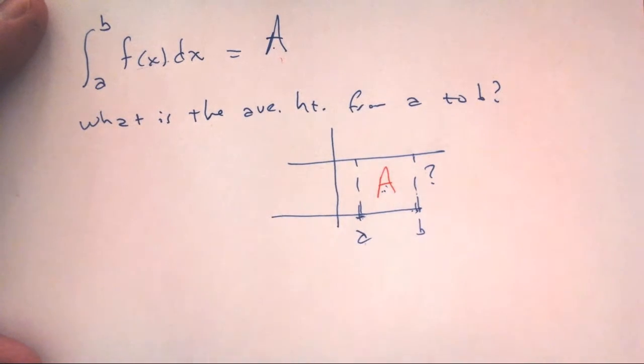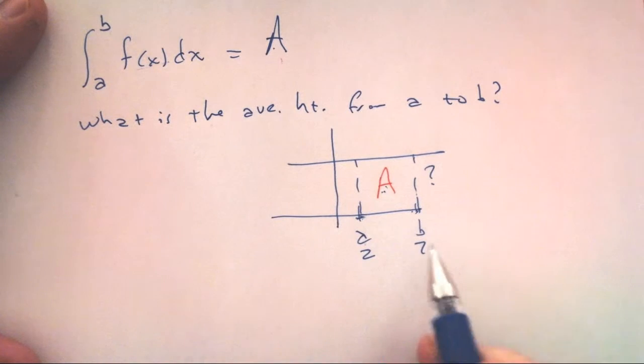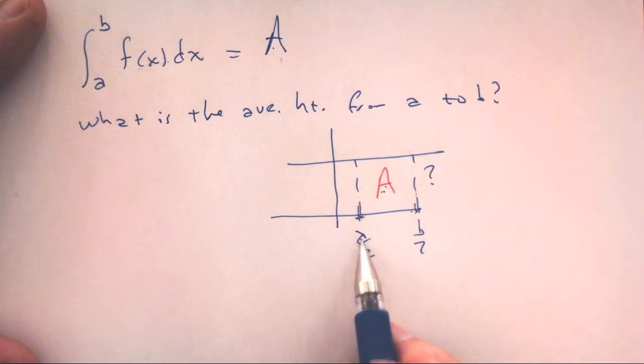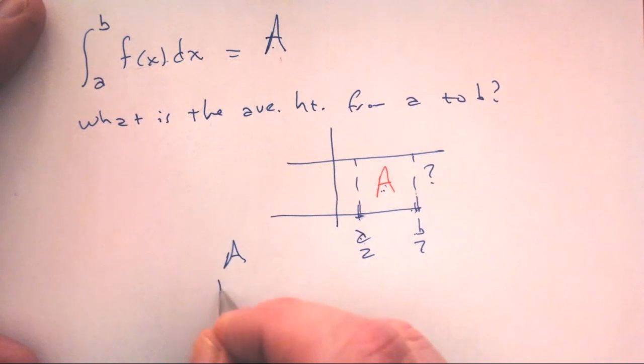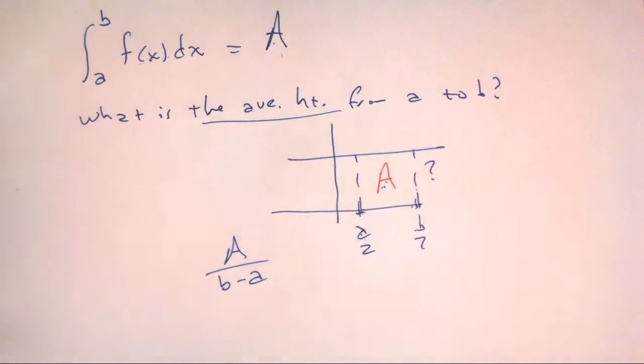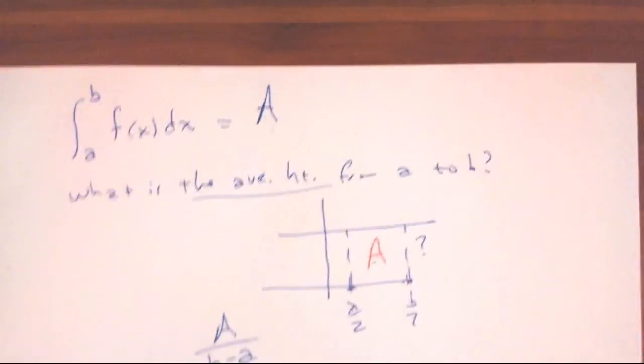Well, what is the length from a to b? I don't know. What would it be if it was 2 to 7? Oh, it would be 5. How did we get that? 7 minus 2, or b minus a. So it's area divided by b minus a that is the average height. Okay, now let's go back.